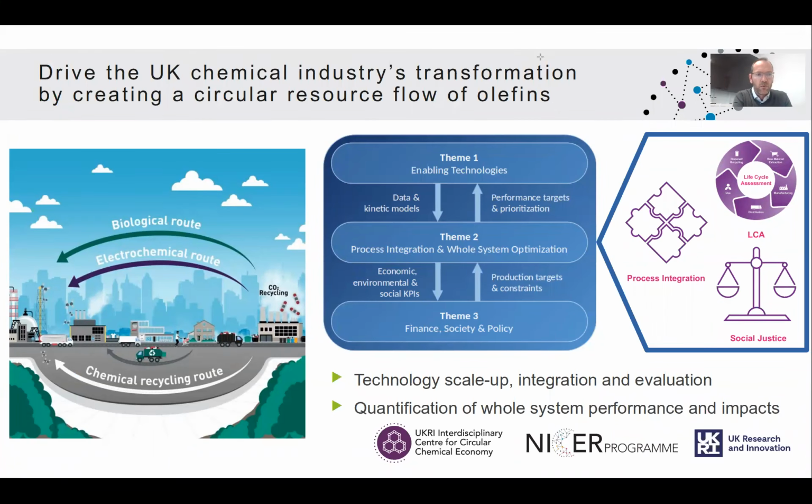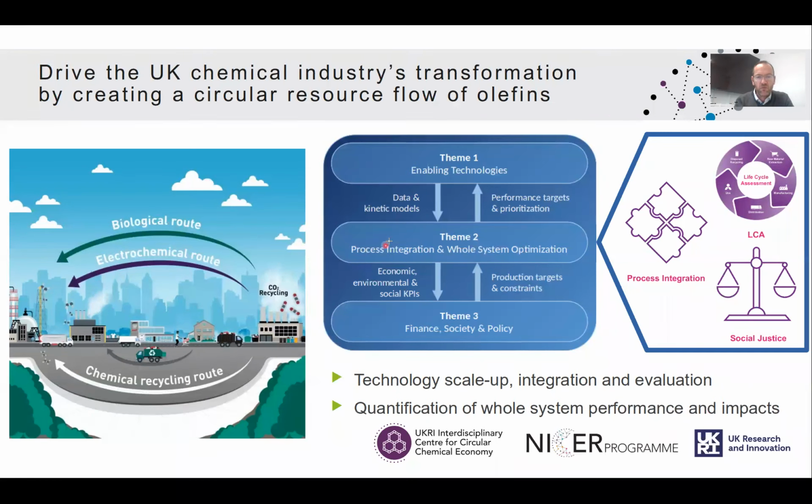This slide is a quick reminder from our previous video. Theme 2 is concerned with process integration and all systems optimization. Our work builds on the catalytic technology innovations from Theme 1, following either of the waste recycling routes or biomass routes or CO2 utilization routes. It considers scaling up and integrating these recycling technologies into industrial processes and existing chemical supply chains.